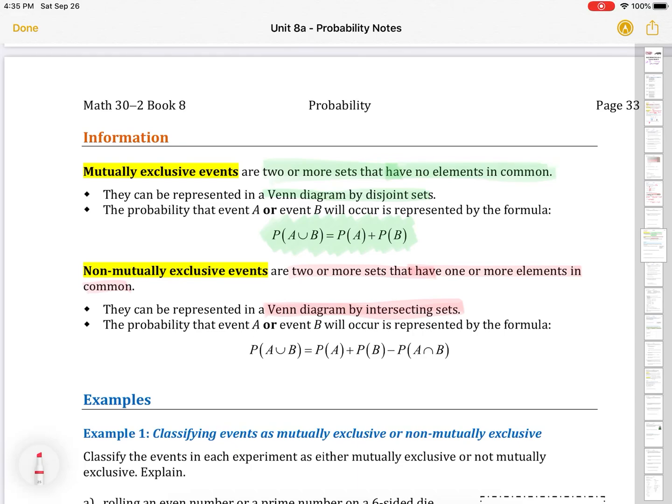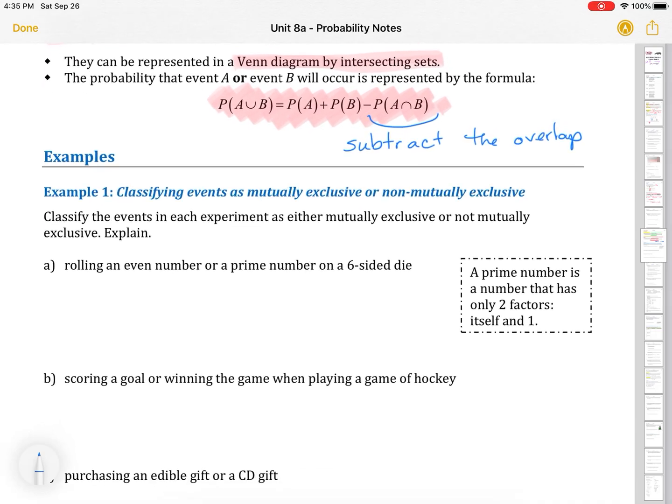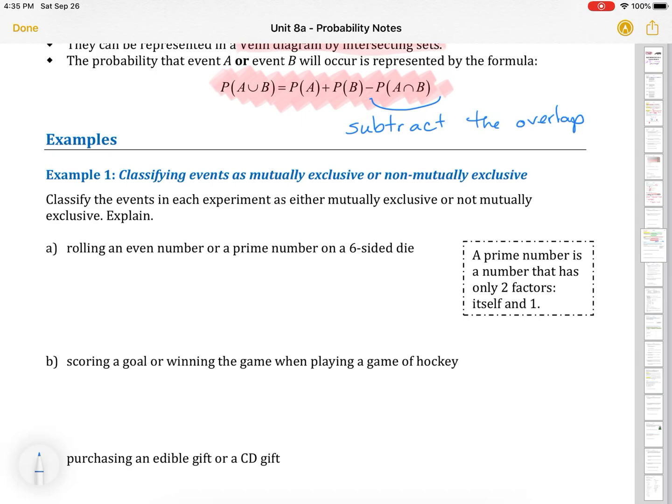Non-mutually exclusive events have 1 or more element in common, and they can be represented by a Venn diagram by intersecting sets. So the probability that A or B will occur is represented by this formula. And what we have to do is, here we're subtracting the overlap. So we don't count those items twice. All right? And that is the basis for non-mutually exclusive events. Okay? So let's do some practice with this.